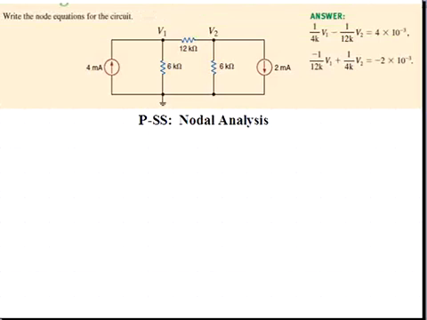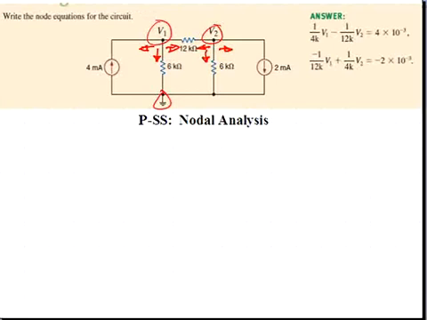This is Learning Assessment Problem 3.1. In this problem, we are requested to write the node equations for the circuit shown here, so the problem-solving strategy will be that of nodal analysis. The reference node has been chosen, and we have the two node voltages labeled V1 and V2. So recall that in the nodal analysis approach, we are using Kirchhoff's current law to sum currents at each node and writing the currents in the passive elements in terms of the node voltages.